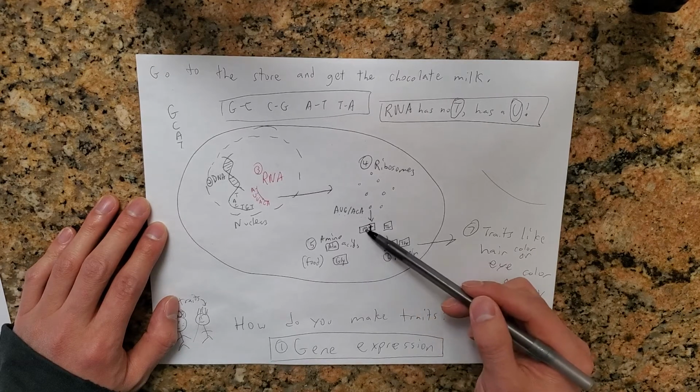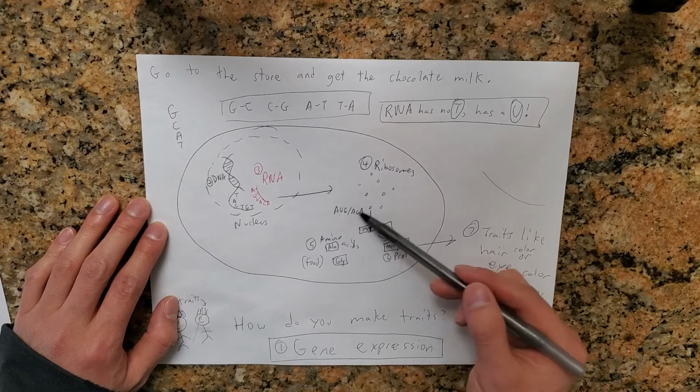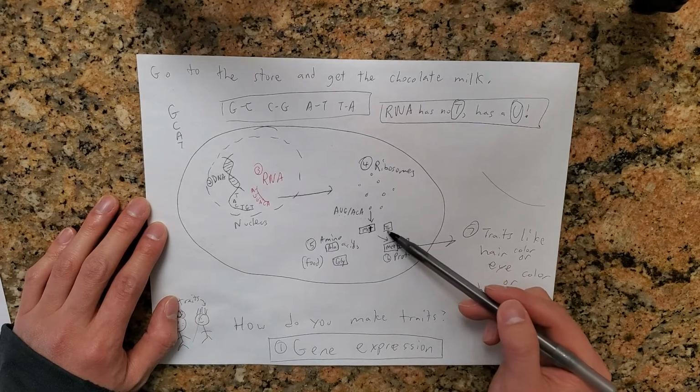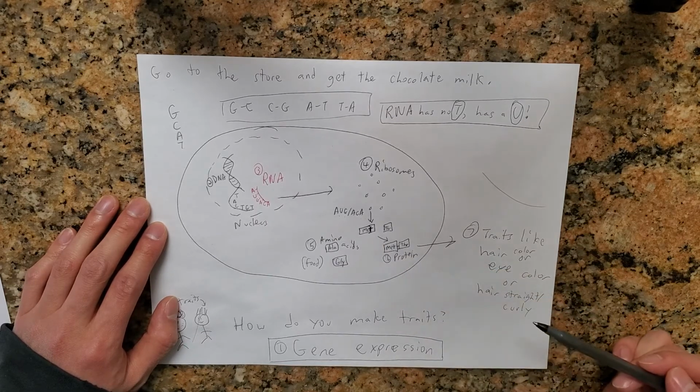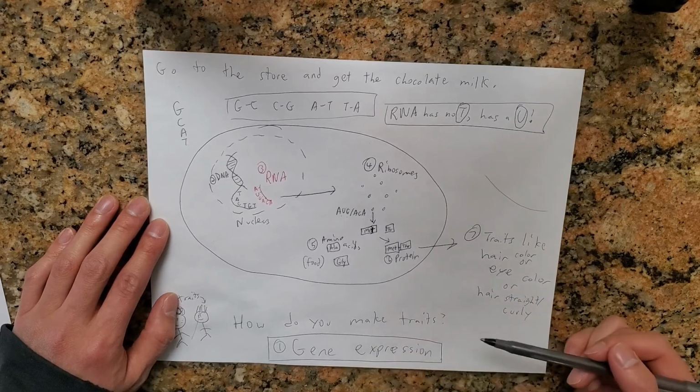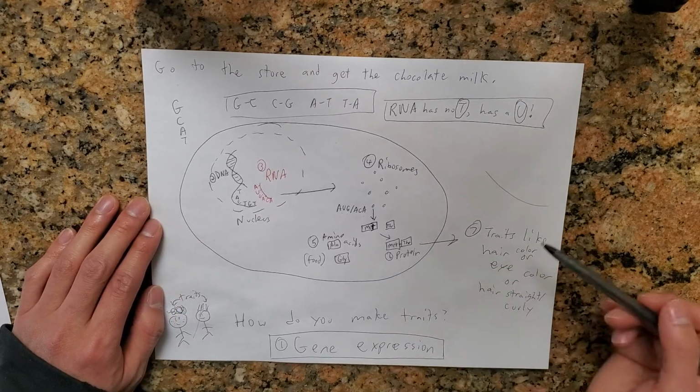I'm going to use the MET and the THR. And using these instructions, I know I'm going to connect both of these together to make this certain protein. And that's how you do gene expression. That's how you make one trait instead of another trait.